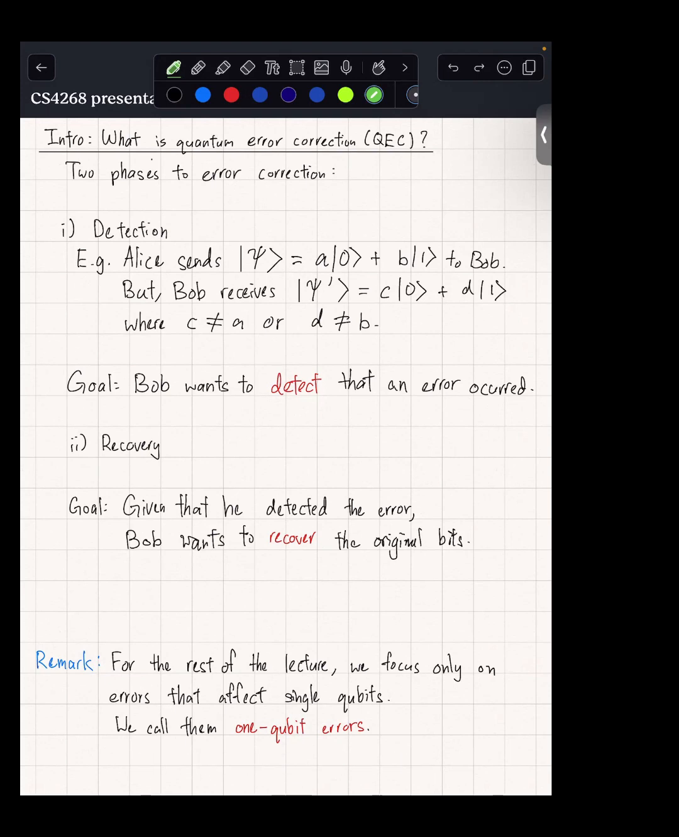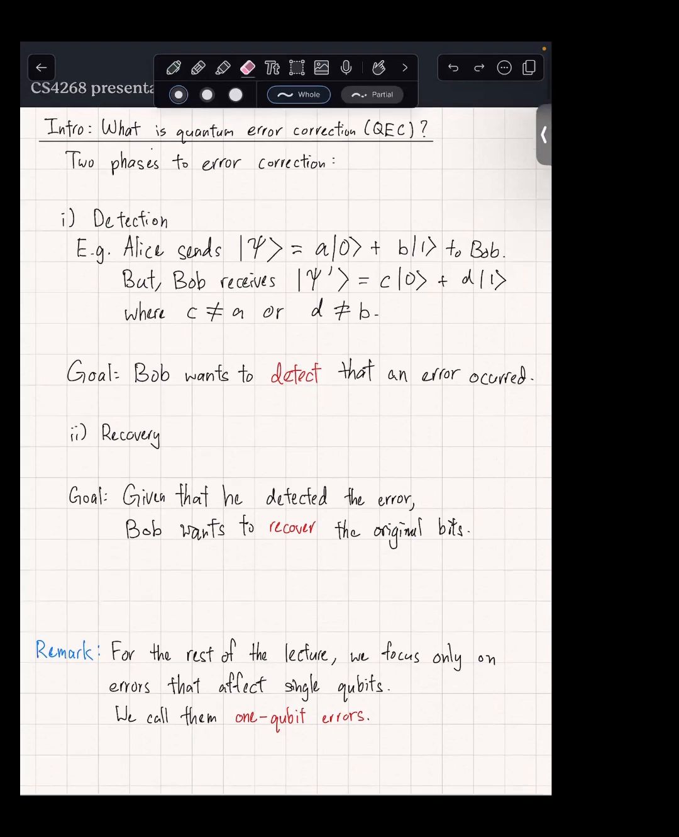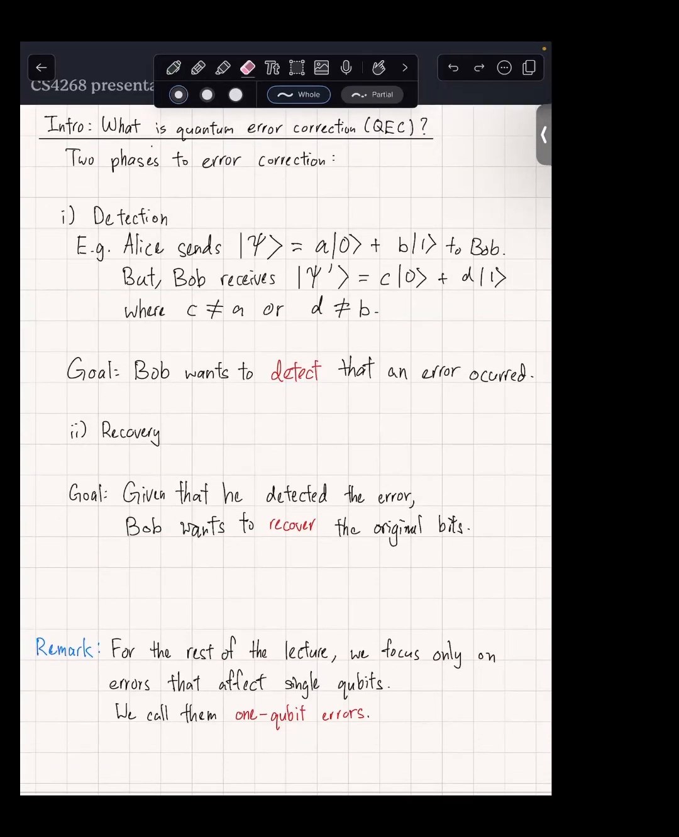So the goal is for Bob to detect that such an error has occurred and follow up with a recovery phase, where given that Bob has detected the error, he wants to recover the original qubit state that Alice has sent. Now, before we move on to the rest of the lecture, for this lecture, we only focus on errors that affect single qubits, and we call them one-qubit errors. So that means that if we have a multiple qubit state, we assume that errors can only affect each qubit independently.